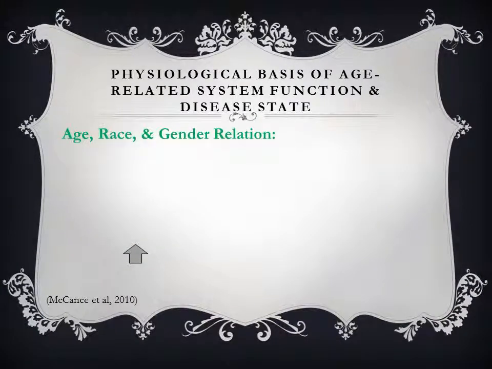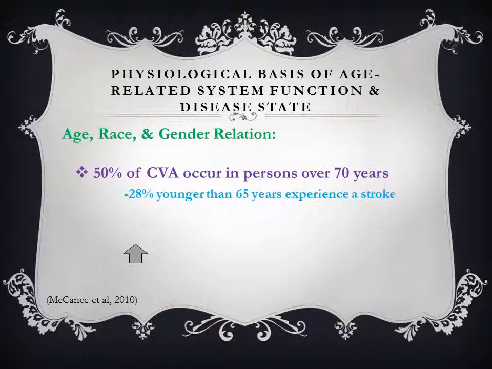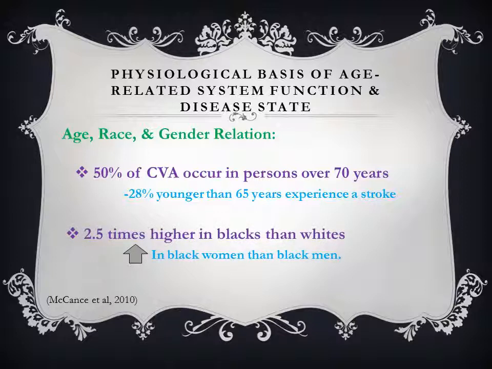There is also an age, race, and gender relation, whereas 50% of CVAs occur in persons over 70 years of age, although 28% of individuals younger than 65 years of age experience a stroke. There is a large association with familial history related to stroke occurrence, as stroke prevalence is 2.5 times higher in blacks than whites, with the prevalence being higher in black women than black men.